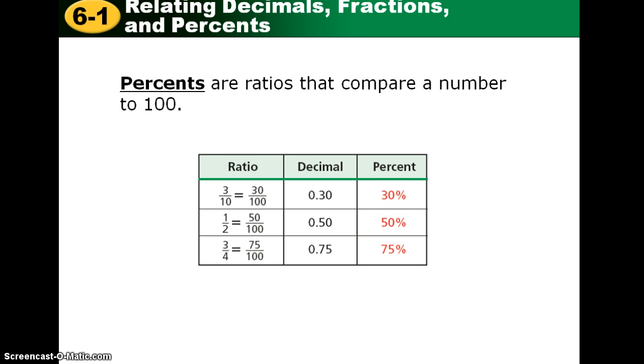So you can see we have ratios, decimals, and percents that are all equivalent. So 3/10 is equivalent to 30 hundredths, which is the same as the decimal 0.3 or 0.30, which is 30%. 1/2 is 50 over 100, which is 50% and 0.5. 3/4 is 75 over 100, 75% or 0.75.